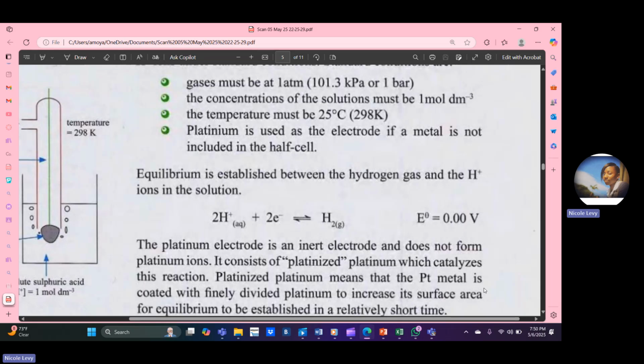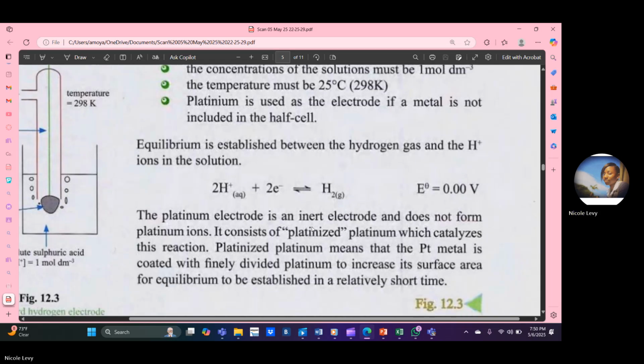So if we have hydrogen gas and we want to make a half cell, remember we have to use platinum as the electrode. What is going to happen in that half cell is that the hydrogen ions are going to accept electrons to form hydrogen gas, and the E cell value will be 0 because this reaction corresponds to the SHE. Remember, we said the SHE has an E cell value of 0.